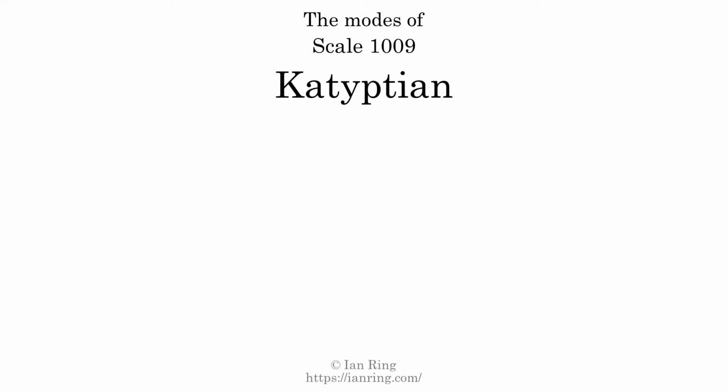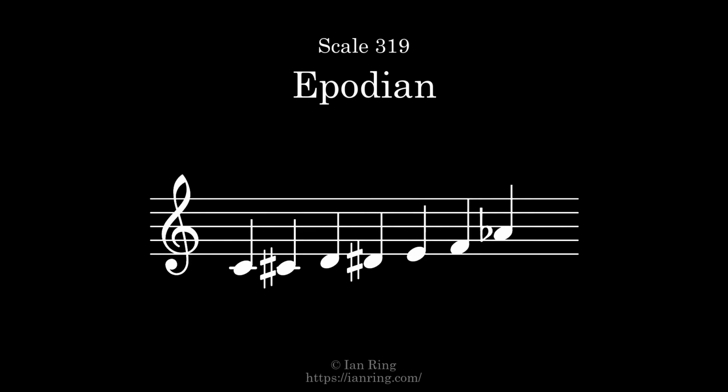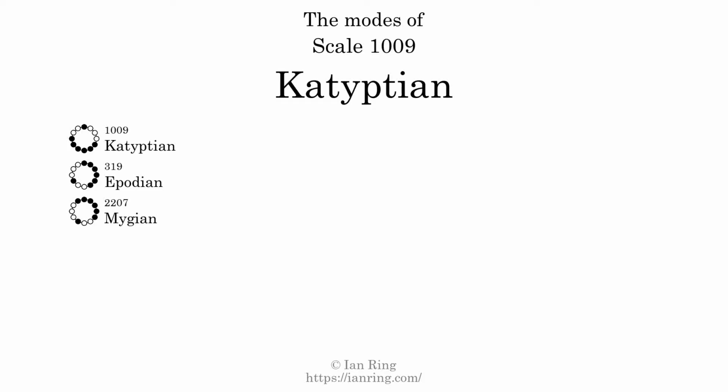This scale has 7 modes. The first mode is itself. The second mode is scale 319, also known as Podian. It sounds like this. The third mode is scale 2207, also known as Myjan. It sounds like this.